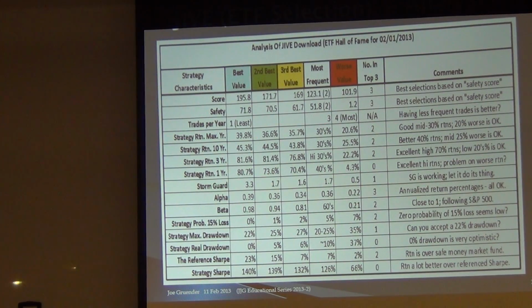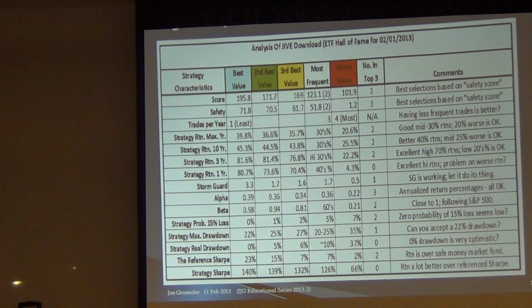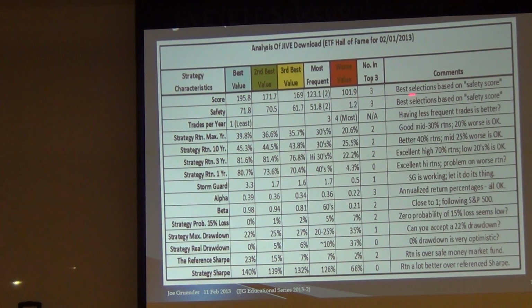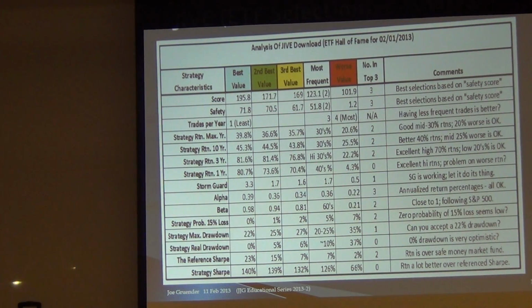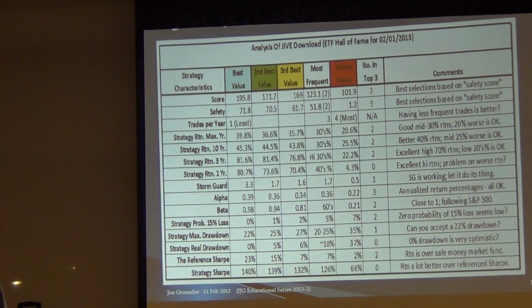The number of trades, the least in this case, to me, is the best. The least often you trade is better than the most. But I put a question mark here because some people like to trade more often. They might pick the one that has the most frequent trades, saying the more I trade, the more money I can make. So it's up to you, personal choice there.